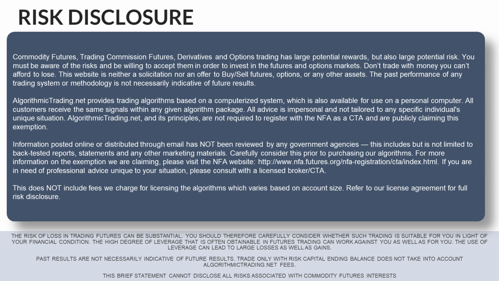But before we get started, let's go ahead and do the risk disclosure. Feel free to pause the screen and you can read the disclosure, but remember that past performance is not indicative of future performance, and trading futures does involve substantial risk of loss. It's not appropriate for all investors.